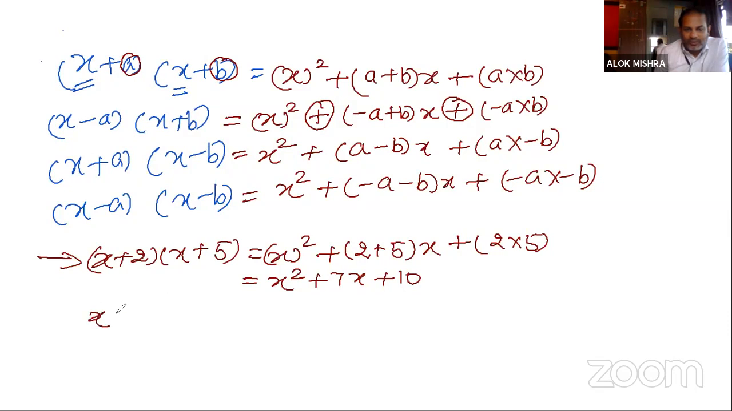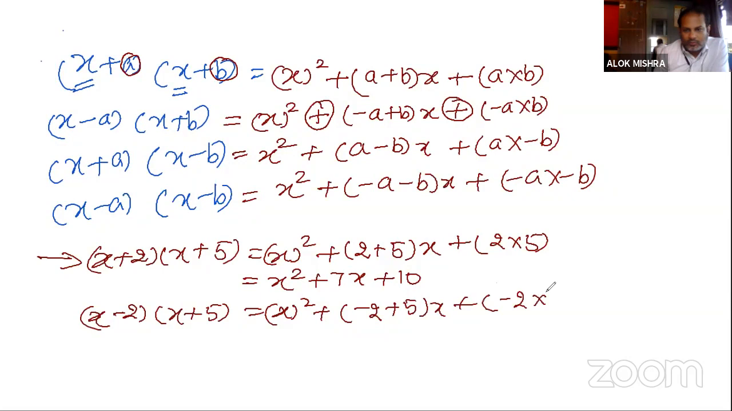In the same way, if I write x minus 2 and x plus 5, I'm just taking each and every question from the formulas I have given. So it is x squared plus, I'll write minus 2 plus 5 into x plus minus 2 into 5. What do I get? I get x squared, and minus 2 plus 5 is plus 3. So it is plus 3x, and minus 2 into 5 is minus 10. This is my answer.